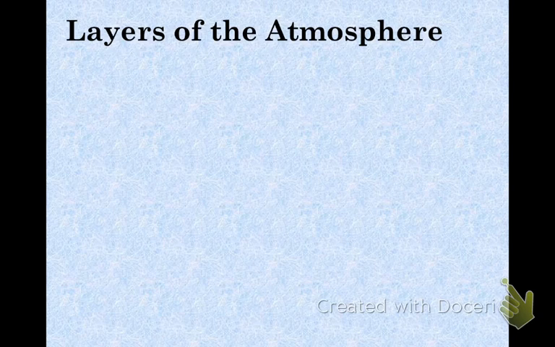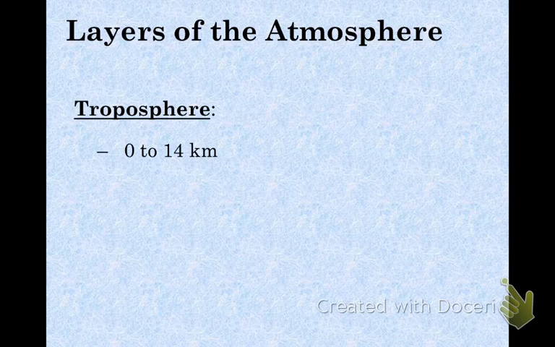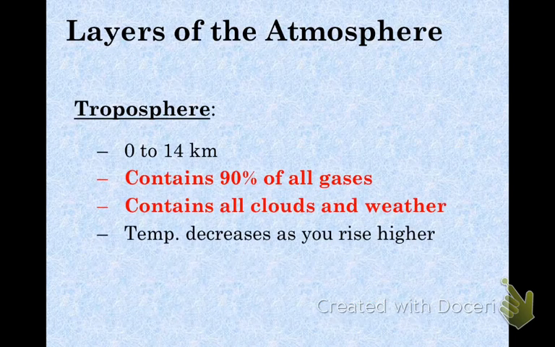The next section of slides is going to go through each of the layers of the atmosphere and the general characteristics of each. The most important thing that you will need to know is how the temperature changes in each of the layers. Looking at the troposphere, this goes from 0, sea level, up to about 14 kilometers above the Earth's surface. And this is where 90% of all of your gases are.